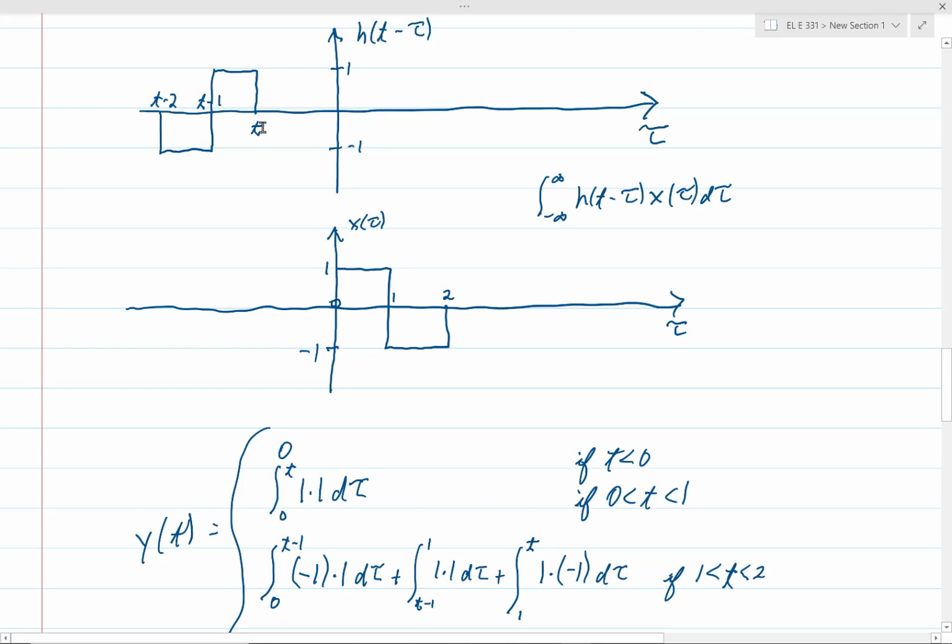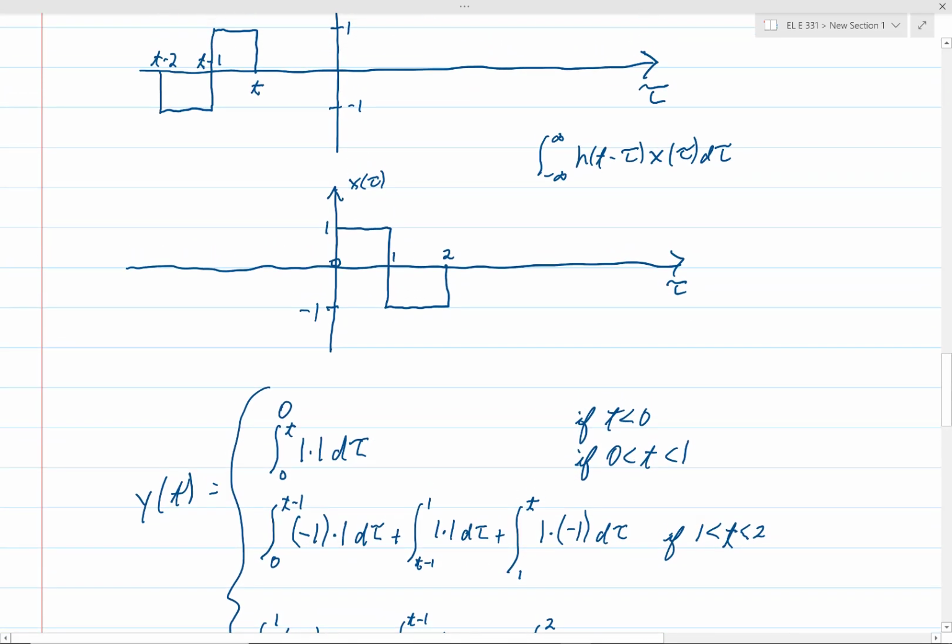As t continues to move to the right, it will next move between 1 and 2. So then we say if t is between 1 and 2. And here we're going to have to be very careful, because this leading edge will be somewhere over here between 1 and 2. The midpoint here, t minus 1, will then be somewhere between 0 and 1. And so part of this trailing part here, the negative part, is going to be overlapping with the first part down here.